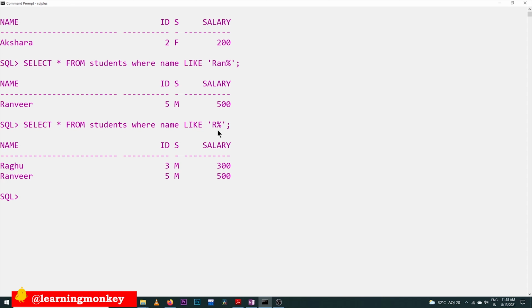So this is all about the LIKE operator in SQL. Hope you got clarity on this concept.